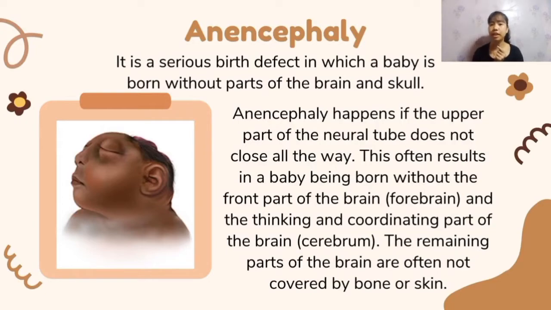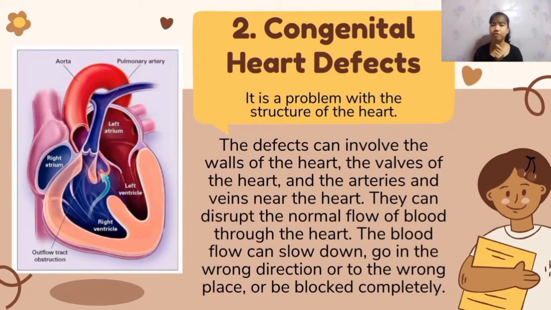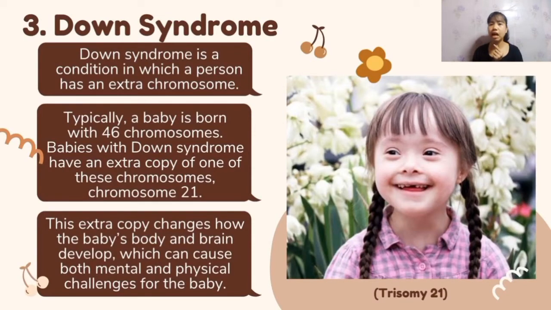The next common congenital anomaly is congenital heart defects. It is a problem with the structure of the heart and it is present at birth. Congenital heart defects are the most common type of birth defect that involves the walls of the heart, the valves of the heart, and the arteries and veins near the heart. They can disrupt the normal flow of blood through the heart. The blood flow can slow down, go in the wrong direction or to the wrong place, or be blocked completely. Another common congenital malformation is Down syndrome, also referred to as trisomy 21.